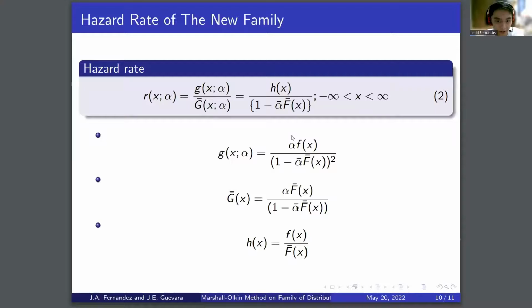Next, we go on to the hazard rate. This part is more simple. The hazard rate R is given by the following. First, we recall that the hazard rate of a distribution is the PDF divided by the survival function. This could easily be derived from the following, where h of x is also the hazard rate of the distribution given by the function f.